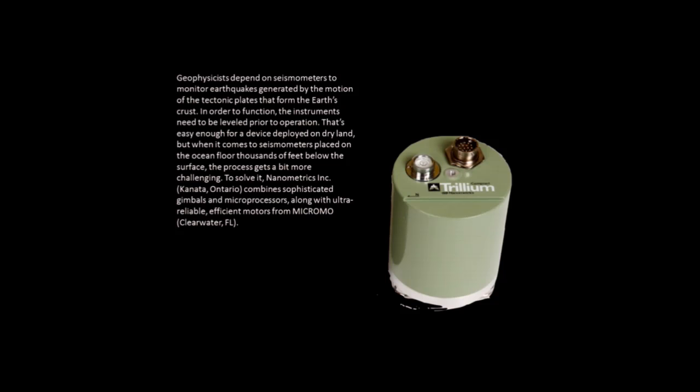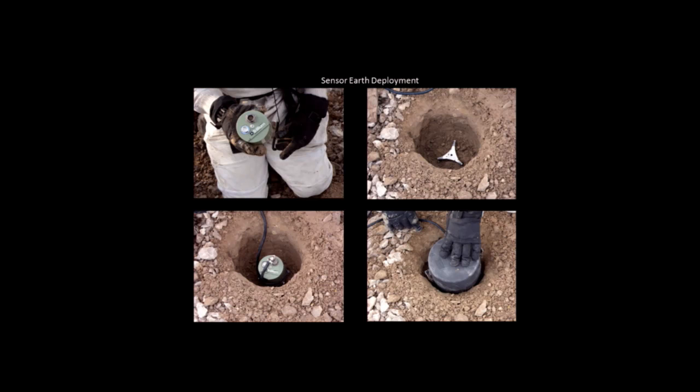Geophysicists depend on seismometers to monitor earthquakes generated by the motion of the tectonic plates that form the earth's crust. In order to function, the instrument needs to be leveled prior to operation. That's easy enough for a device deployed on dry land, but when it comes to a seismometer placed on the ocean floor thousands of feet below the surface, the process gets a bit more challenging. As you can see, in the air deployment, it's pretty simple. It's a small device, and there are simple steps to deployment.